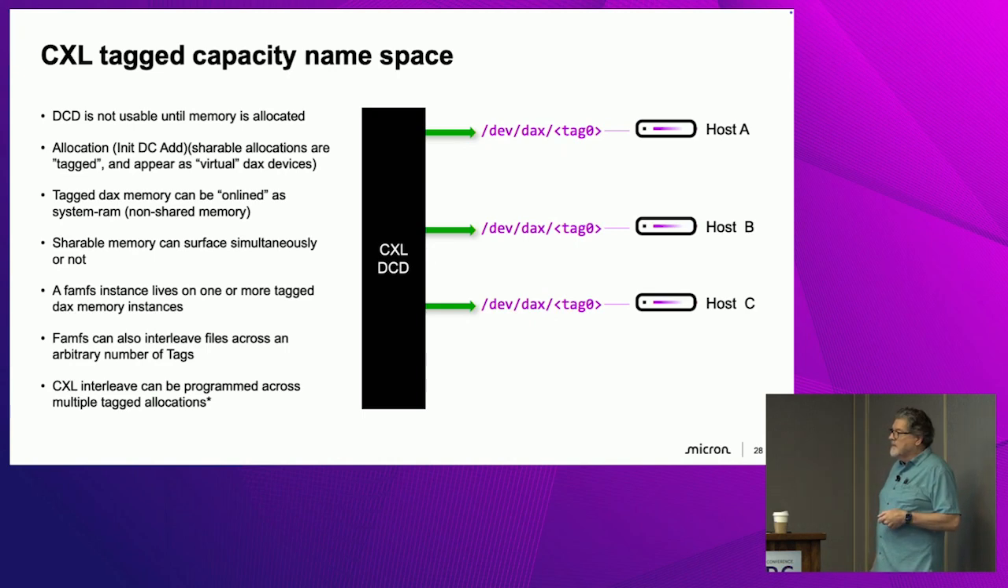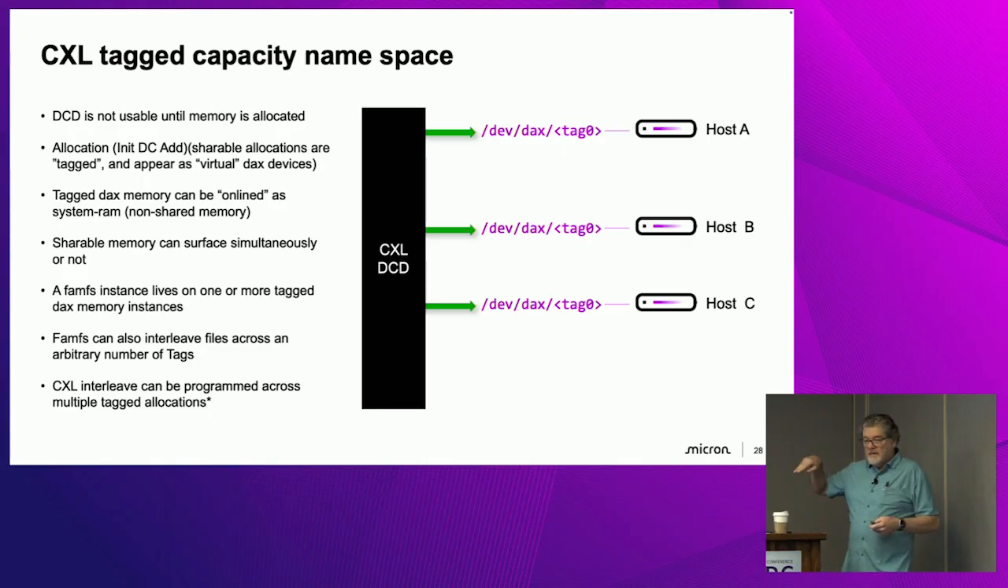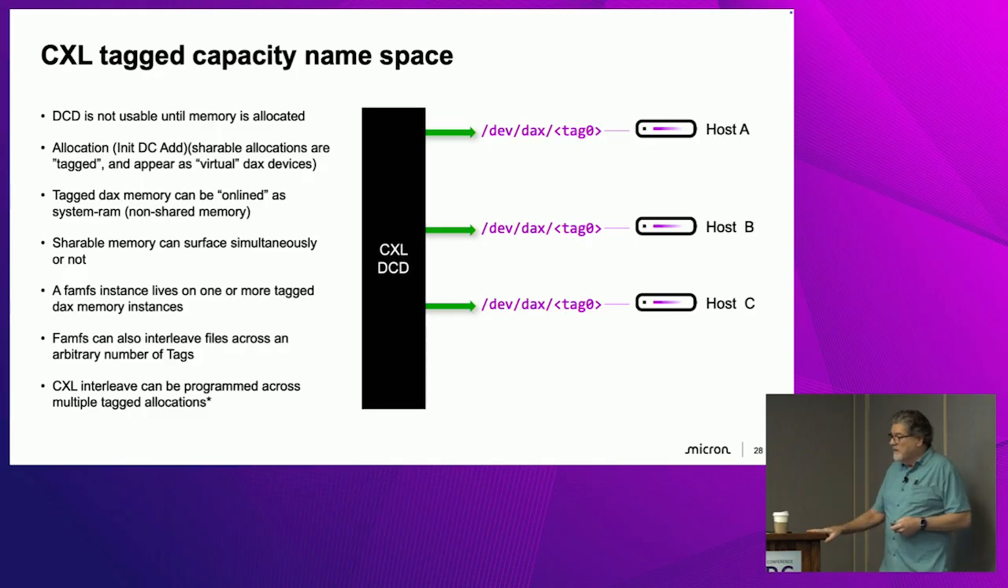But tag 0 got allocated for host A, and then it got provided to hosts B and C. So now they can see that tag, which means they each see a DAX device. And actually the naming conventions, how you resolve a tag to a DAX device, that's a thing we're haggling about right now in the Linux development for this. It's not stabilized yet. But we don't have devices that give you tags yet, so that's fine.